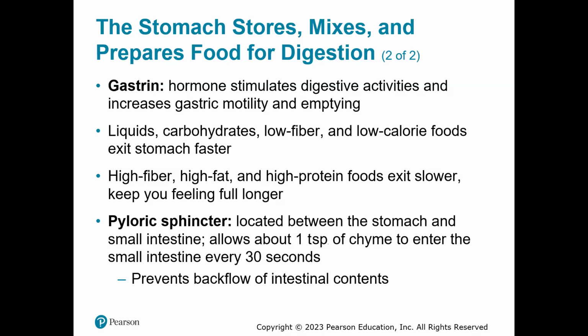The pyloric sphincter basically is going to allow about 1 teaspoon of chyme to enter the small intestine every 30 seconds. And it prevents the contents from moving from the small intestine back into the stomach, which again, this digestive tract is made to go one way from mouth to anus and not the other direction. So we've got to prevent backflow at a couple of different points here.